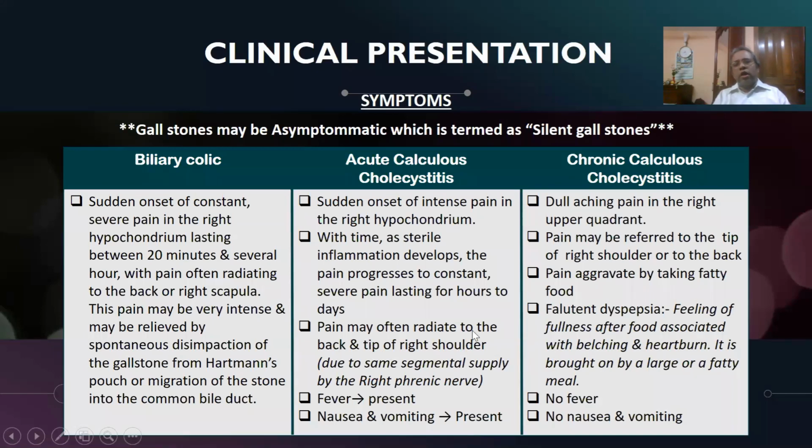The tip of the right shoulder pain is caused because whenever the gallbladder is distended and inflamed, during respiration the gallbladder fundus touches the undersurface of the diaphragm. The undersurface of the diaphragm has the same segmental supply through the phrenic nerve as the shoulder. For that reason, the pain radiates to the right shoulder. The patient feels pain also on the right shoulder. So it is a very important landmark: pain in the shoulder and pain in the right upper abdomen, both correlate to each other, and your diagnosis is almost confirmed that the patient has acute cholecystitis.